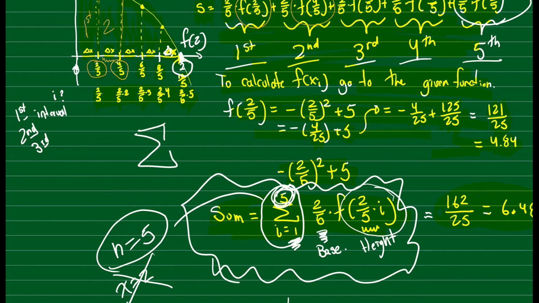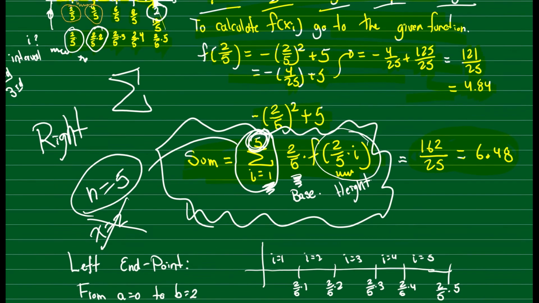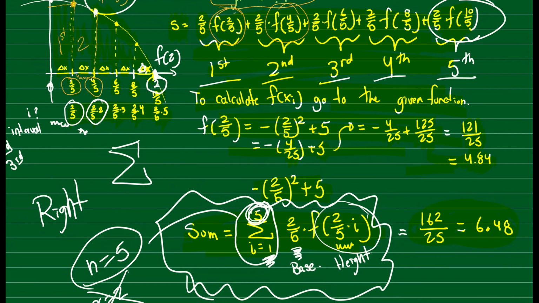Notice why i. If we're using the right endpoint and we're talking about the first interval, it's f of 2/5 times 1. If I'm talking about the second interval, this x value is going to serve as my height, which is f of 2/5 times 2. Then f of 2/5 times 3, f of 2/5 times 4, and f of 2/5 times 5. So it becomes f of 2/5 times i, and this is going to determine our height, which is 6.48.